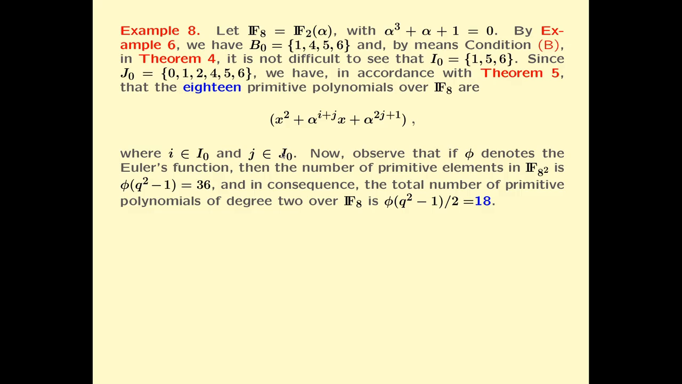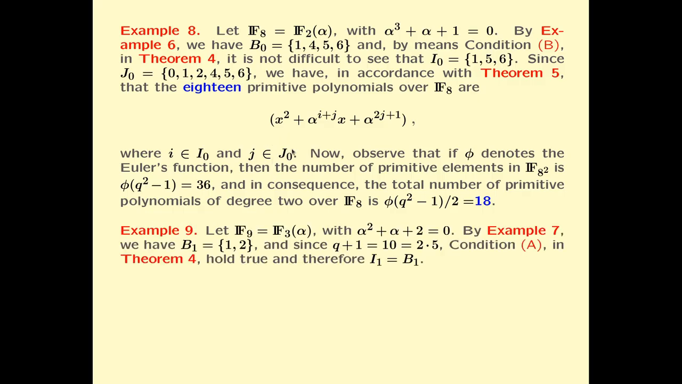Now, observe that if phi denotes the Euler phi function, then the number of primitive elements in the finite field F8 square is equal to phi of Q square minus 1, which becomes 36 for this example. And in consequence, the total number of primitive polynomials of this degree 2 over the finite field F8 is equal to 36 divided by 2, which of course is equal to our 18 primitive polynomials that we already found by means of this quite simple expression and by means of these two sets, the set capital I0 and the set capital G0. Let's see another example.